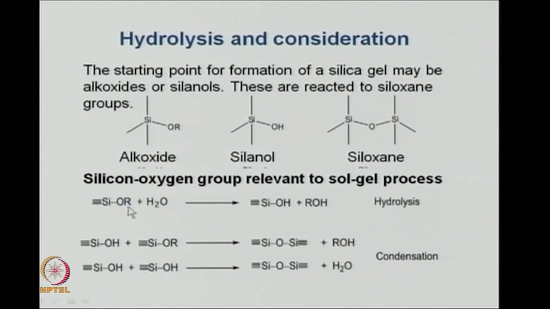So, you have this alkoxide, which gets hydrolyzed with water and forms the silanol groups. The silanol group can react with another alkoxy group to give you a siloxane group, or a silanol can react with another silanol to form a siloxane group. These are the condensation reactions, and this is a typical hydrolysis reaction. Most of sol gel chemistry involves hydrolysis and condensation.